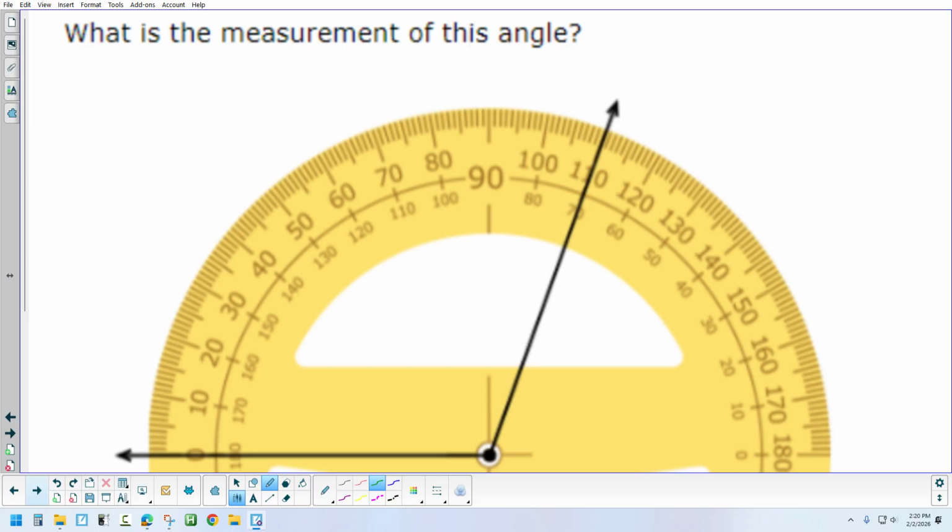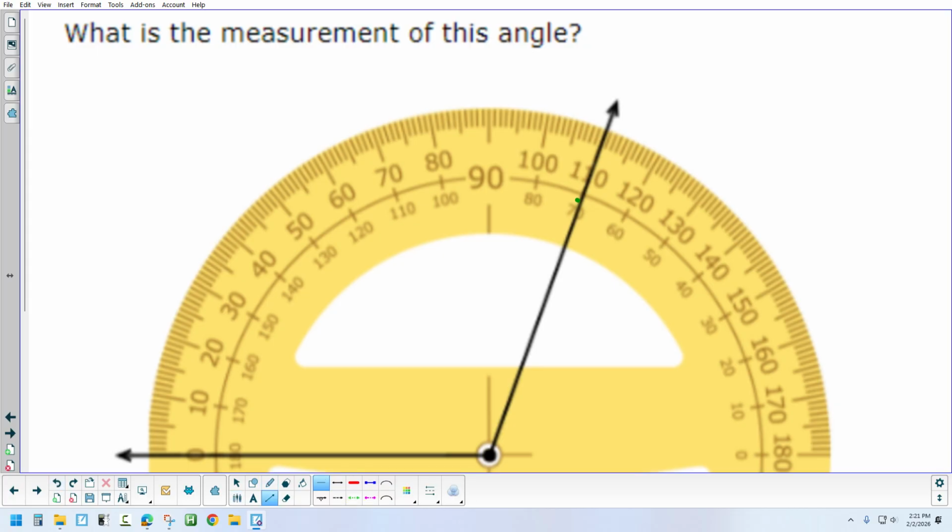All right, I would say 110. And what's the other number? 70. So it's on both. How do we know which number it is? Biggest one. We just always pick the biggest one? Which one do you think this one is? 110 or 70? Right, this one's the 110.